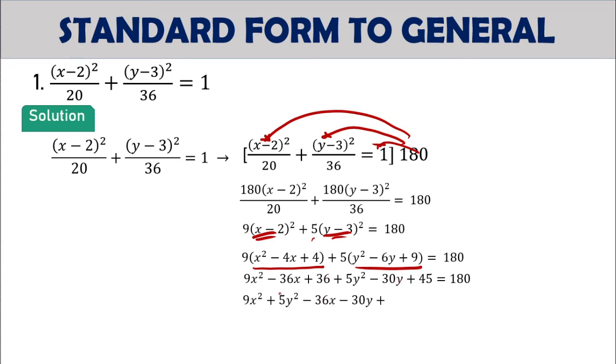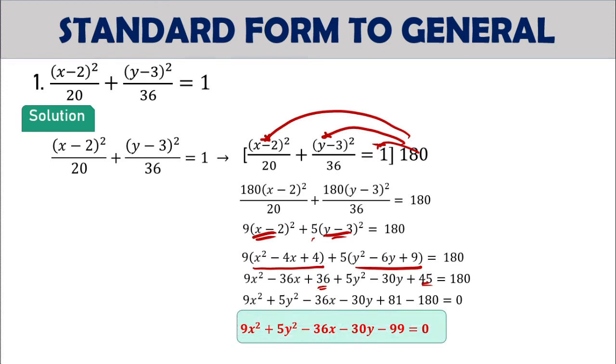So combine like terms natin. So magiging 9x squared plus 5y squared minus 36x minus 30y plus 81. 81 because we add 36 and 45. Tapos yung 180 naman, transpose natin to the left side. So magiging 81 minus 180 equals negative 99. Simplify natin. So the final answer is 9x squared plus 5y squared minus 36x minus 30y minus 99 equals 0. So this is the final answer, the general form.